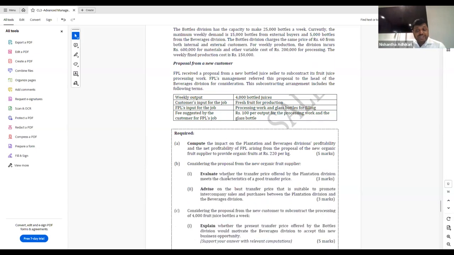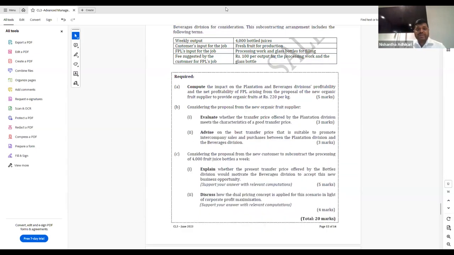Now we have to do these calculations. Look at the requirement. This is a very good example. Compute the impact on the plantation and beverage division profitability and the net profitability of FPL arising from the proposal of the new organic fruit supplier to provide organic fruits at 220 per kilogram. Considering the proposal from the new organic fruit supplier, evaluate whether the transfer price offered by the plantation division meets the characteristics of a good transfer price.